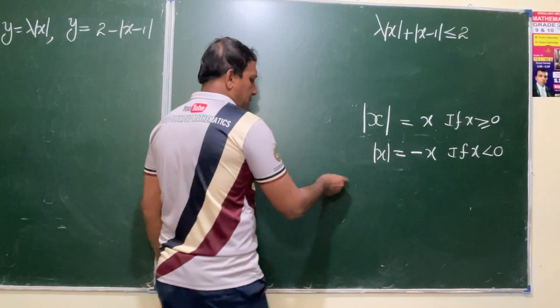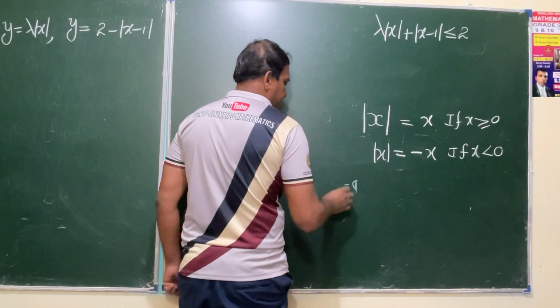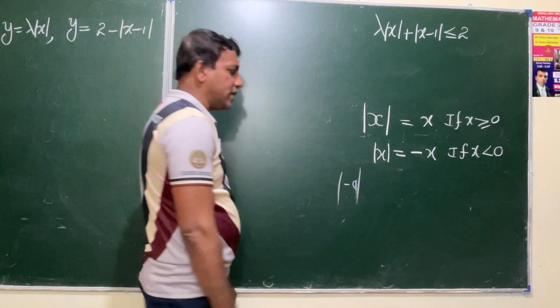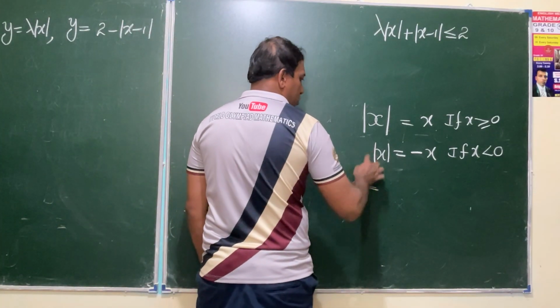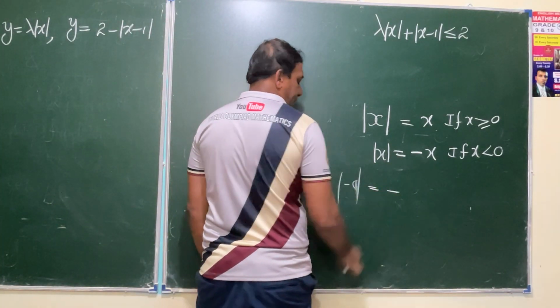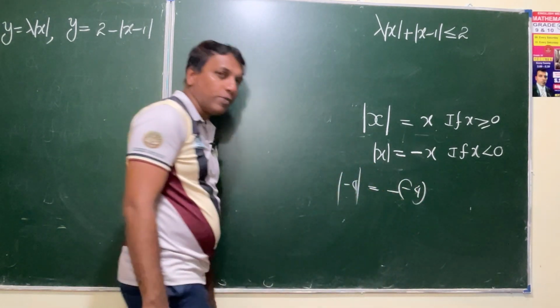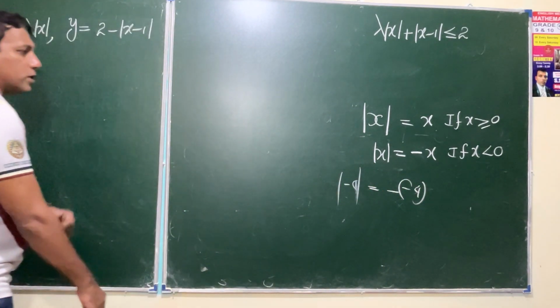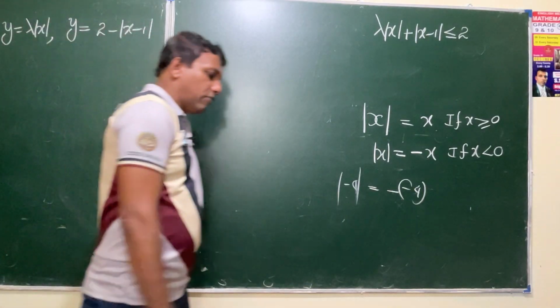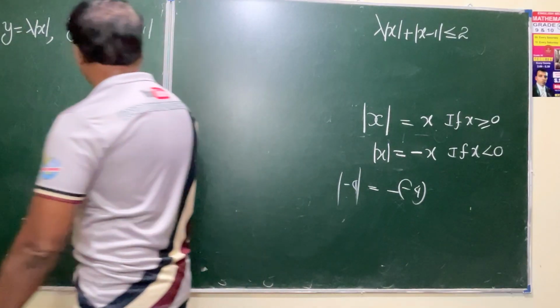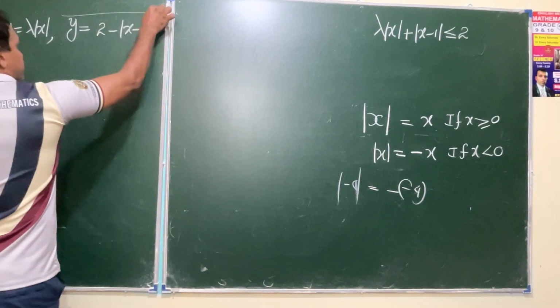A simple example: modulus of minus 4. What is the answer? According to this definition, write a minus and what is in, you write that. Therefore, you see plus 4. Okay, so this is a very important definition to note for the absolute value or modulus parts. Using that, we complete this first sketch.